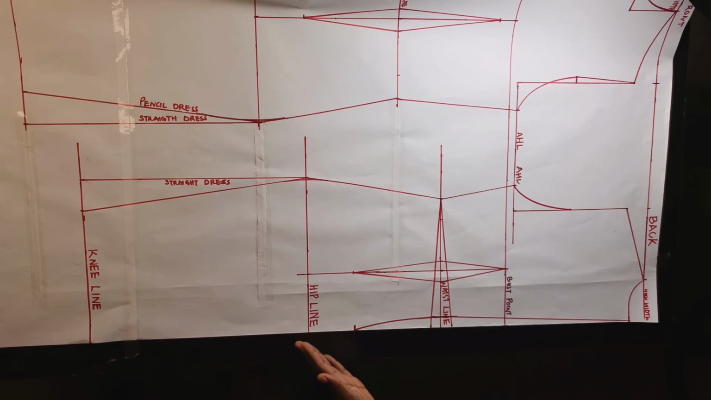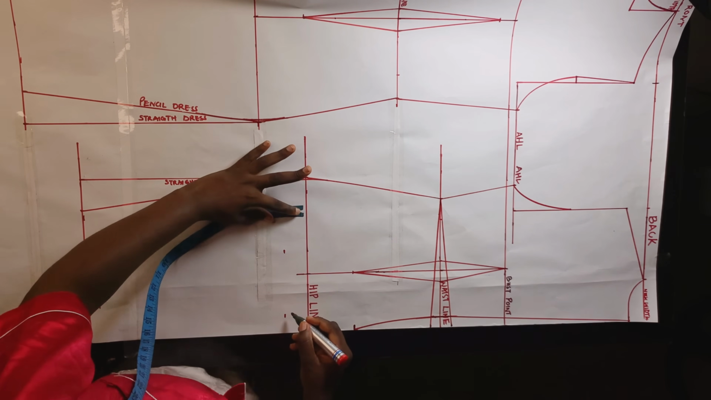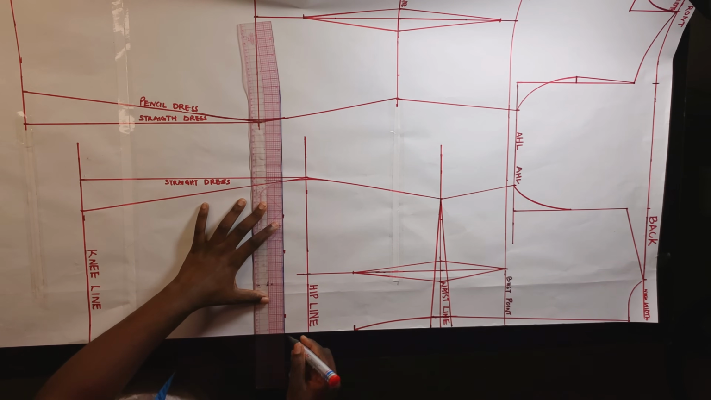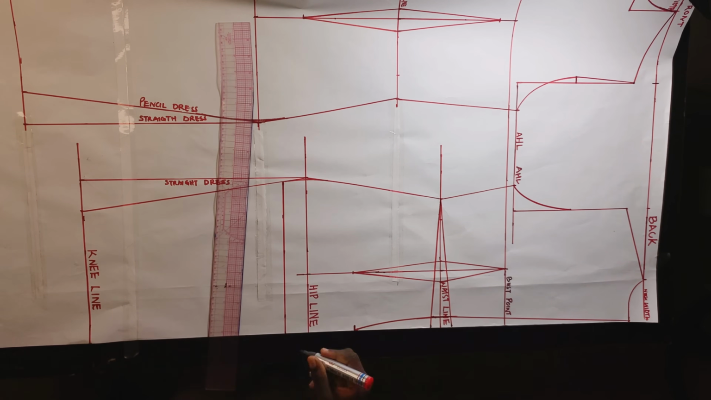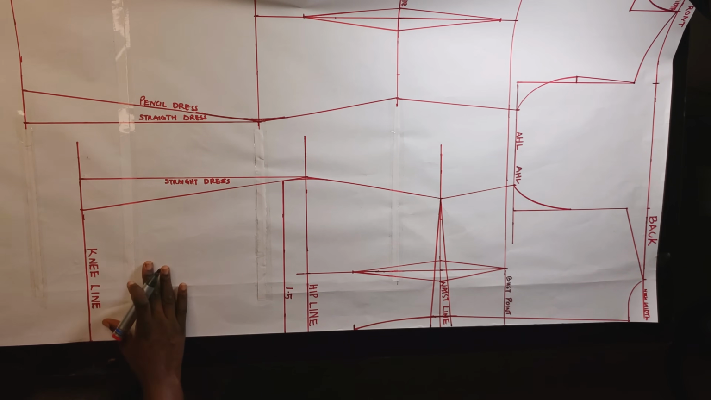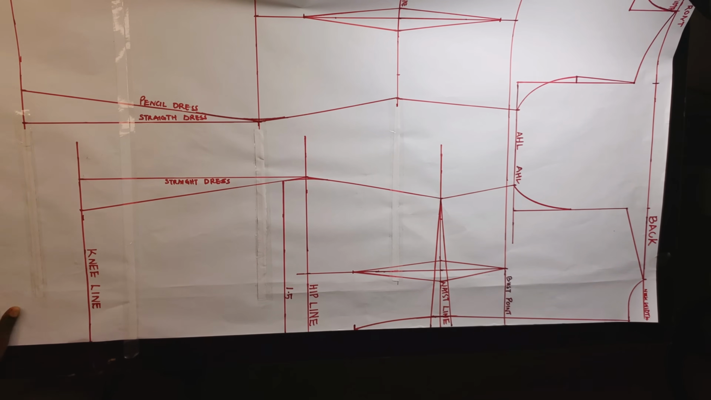Okay, the next step is to contour our bum or shape our bum, and the first thing I'm going to do is to come down from the hip line by 1.5 inches. I'm going to mark that 1.5 inches at several points, then go in with my ruler to connect the points just as shown. Now when you want to contour your bum, you are going to go on the knee line and go in by 1 inch or 1.5 inches on the knee line. I did 1 inch, you can do 1.5 inches.